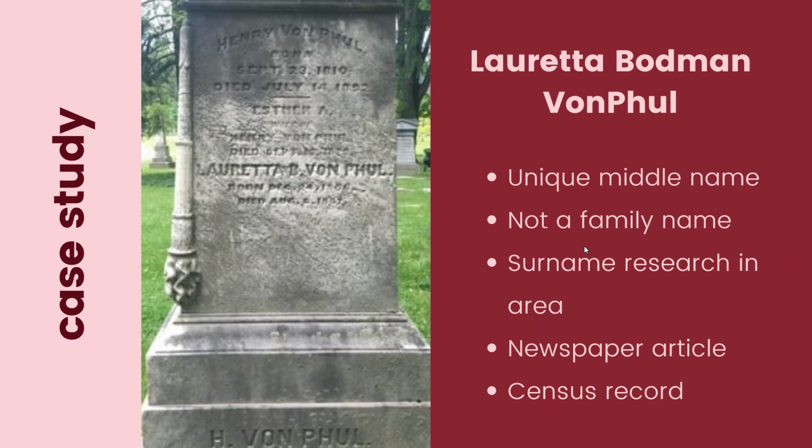Here's an example that I have of a case study that I did. This was actually Henry Von Poole, who I mentioned at the beginning. This was his daughter. And I noticed that she had a really unique middle name, and it was not a family name. So I did a surname search in the area. It was in Cincinnati, Ohio, and found a newspaper article that mentioned a family with that surname. And then I found them in the census record, and they lived right down the street from my third great grandfather. So, there's a connection there probably somehow. I haven't dug into that further, but it's just an example of how you can use that fan club to really find some interesting people and connections in your family.